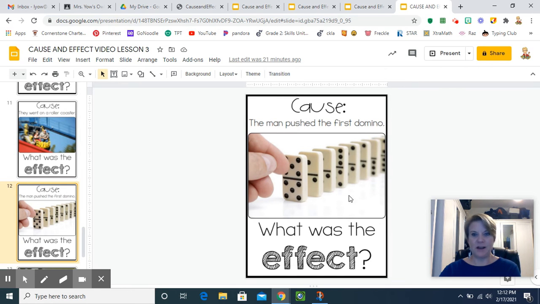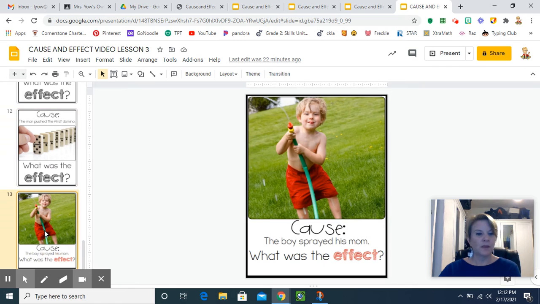Okay, we have some dominoes all lined up. And the cause is the man pushed the first domino. So what would be a possible effect of him pushing the first domino? All the rest of the dominoes fell down behind it. That would be a good effect.